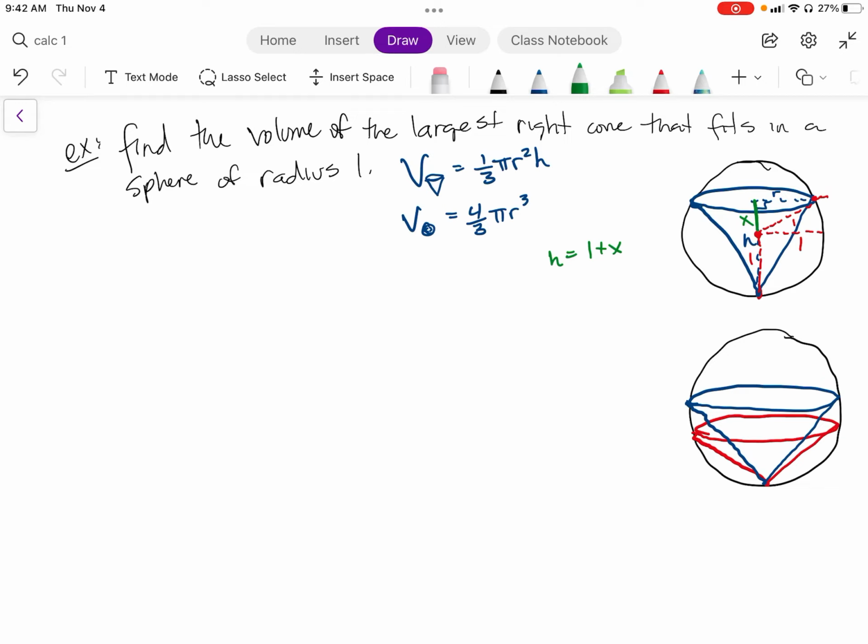I still don't know r for the cone, but notice we do have the Pythagorean theorem happening here. Let's highlight it in green. We have this little right triangle there. So sticking with that green color, I know that that is 1 because that was the radius of the sphere. I have a right angle. I don't know this r, that's what I'm going for, and I have this x.